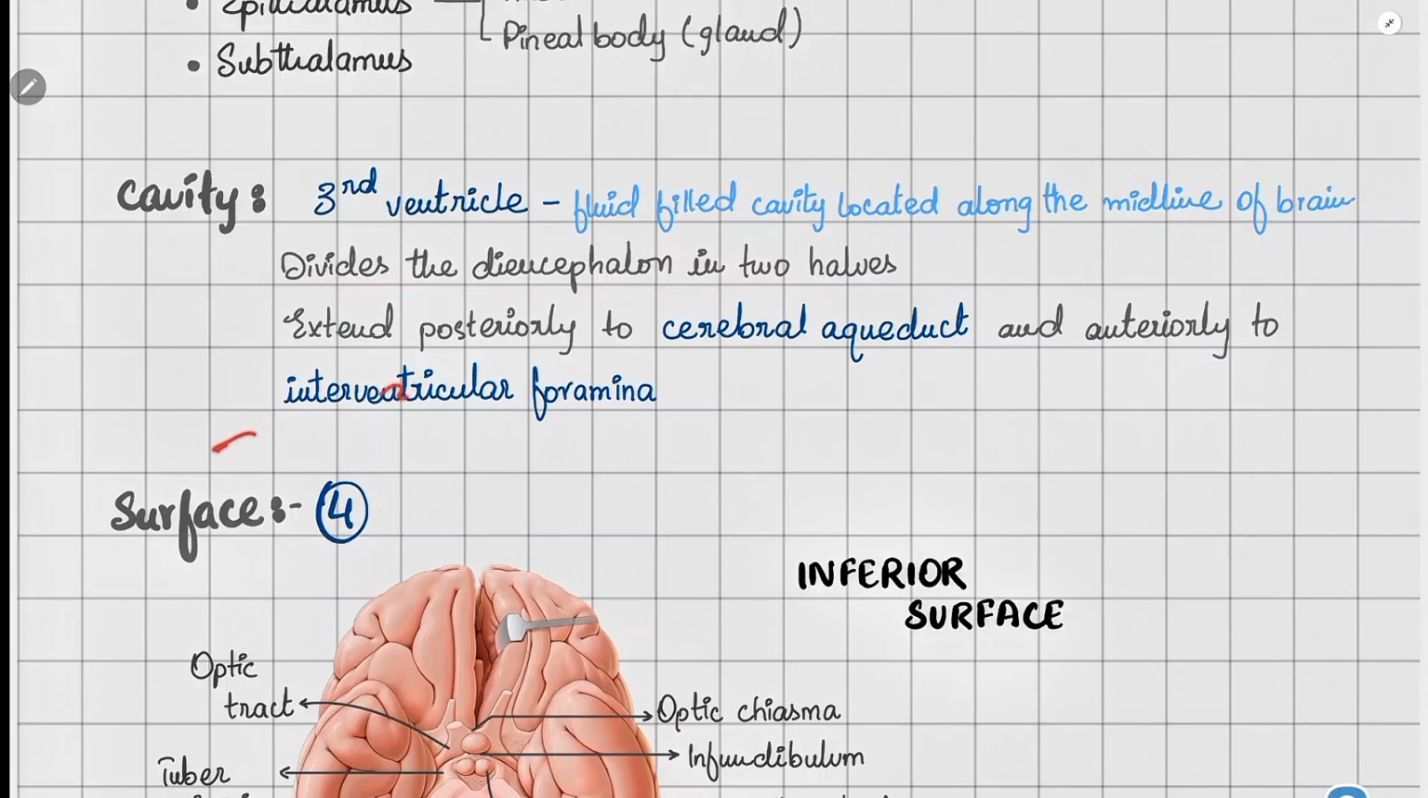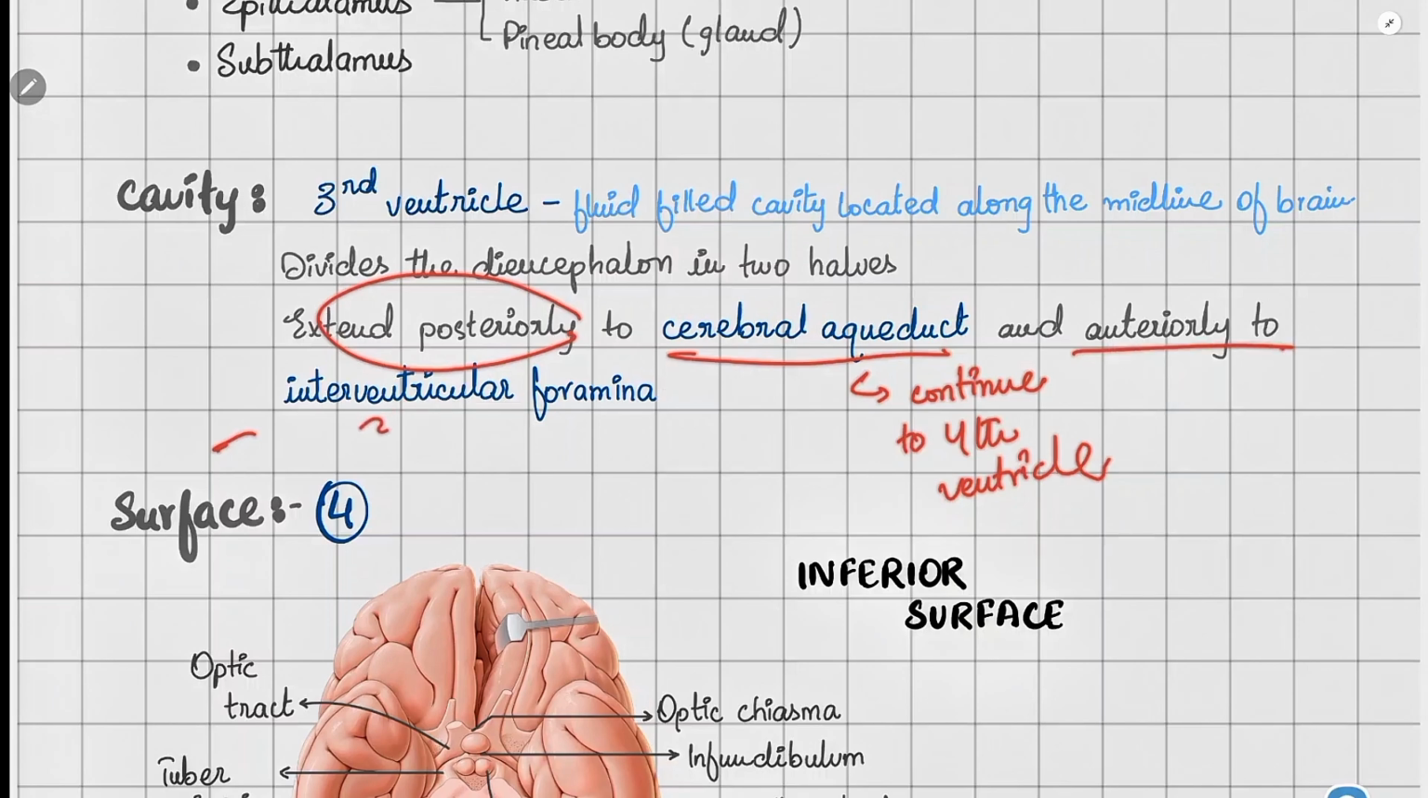The third ventricle extends posteriorly up to the cerebral aqueduct that continues into the fourth ventricle. And anteriorly it extends up to the interventricular foramen, that is the opening of the lateral ventricles into the third ventricle.